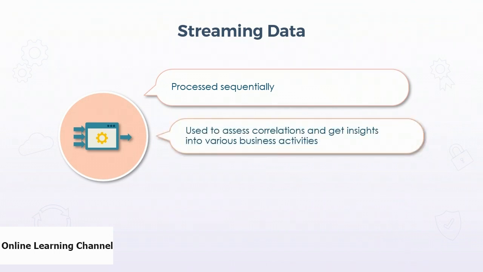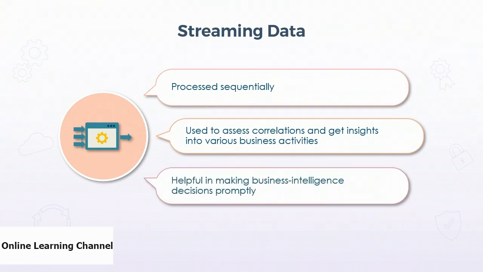Streaming data is used for assessing correlations between incoming data, getting insights into various business activities as well as customer behaviors. Examples of streaming data could include trading activity information, data logs from customer activities online, e-commerce sales, clicks on social media networks, or from data logging devices that are deployed physically. Streaming data is helpful in making business intelligence decisions promptly by continuously analyzing streams of incoming data in real time or near real time.